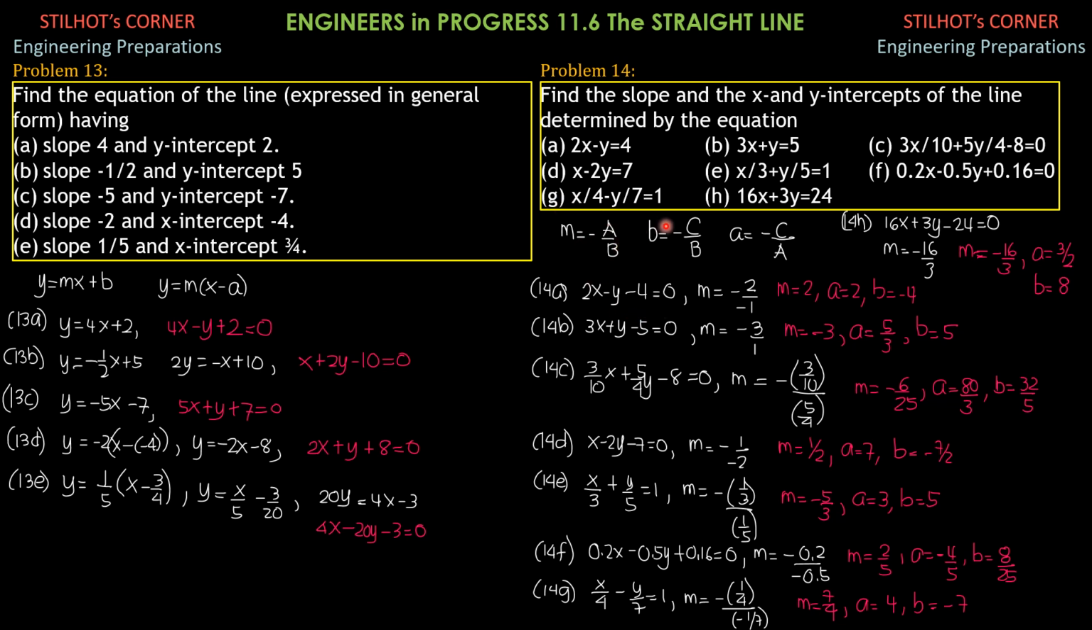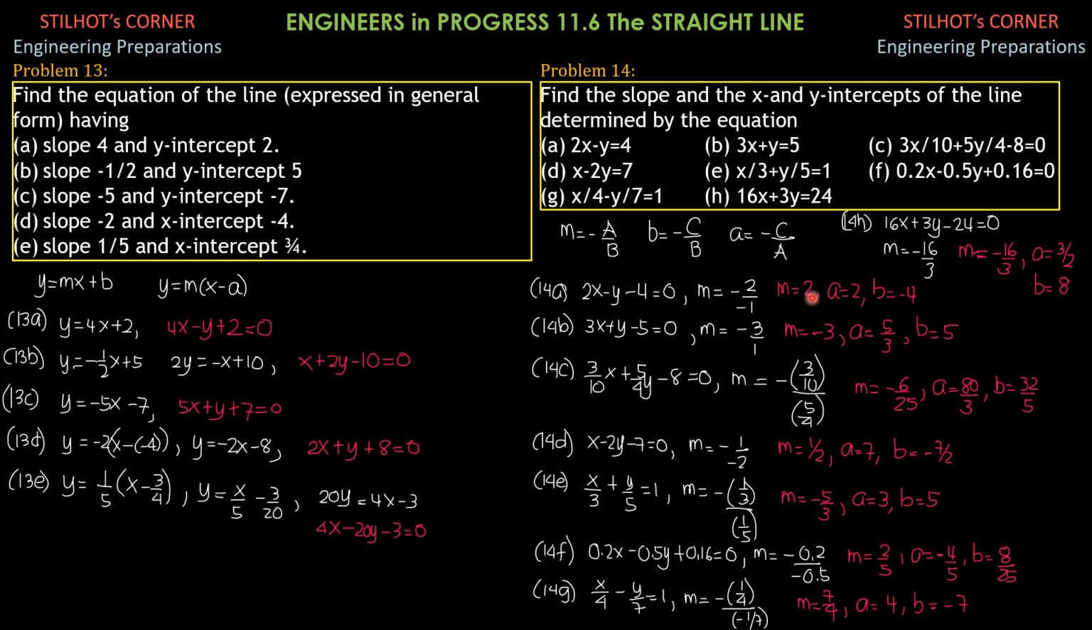Remember the slope from the preceding videos. Slope is negative coefficient of x divided by coefficient of y from the general form. The y-intercept is negative constant over coefficient of y, while the x-intercept is the negative of constant divided by coefficient of x. So for 14a, writing it in general form, 2x minus y minus 4 equals 0. So the slope is negative coefficient of x, which is negative of 2, divided by coefficient of y, negative 1. So the slope is 2.